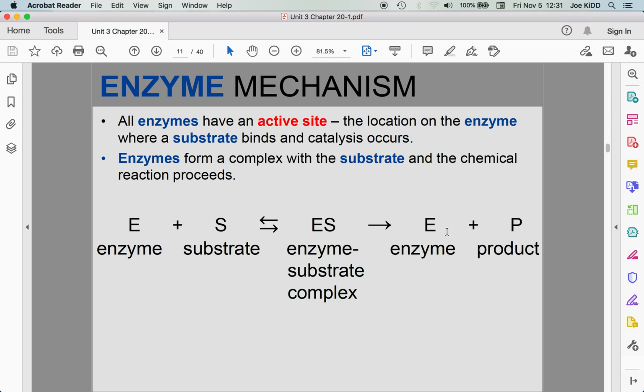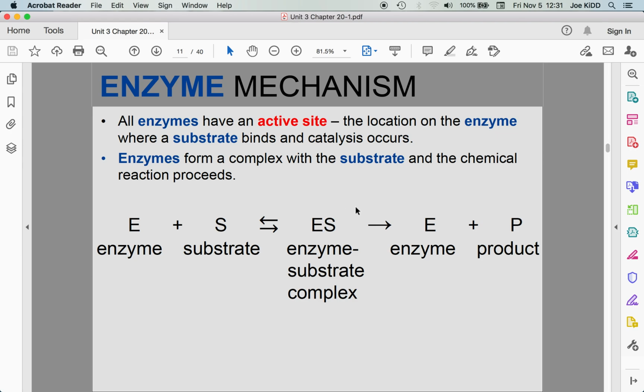We call this the active site, where the enzyme and substrate bind together. When we have the enzyme and substrate bound together, we call that a complex. So we can have an enzyme that is empty and a substrate that is floating around. When the substrate comes and binds to the enzyme, we get an enzyme substrate complex. Catalysis and chemistry occur.